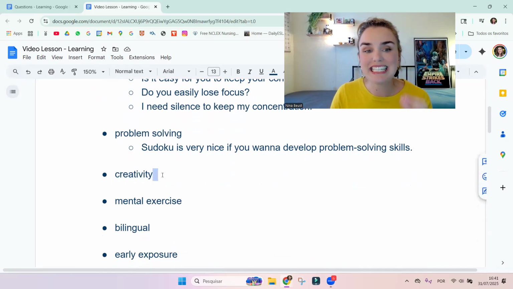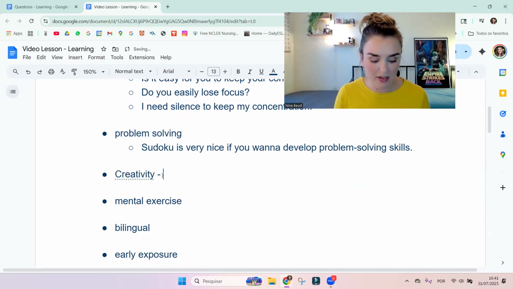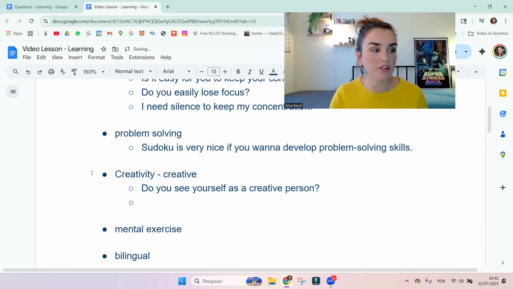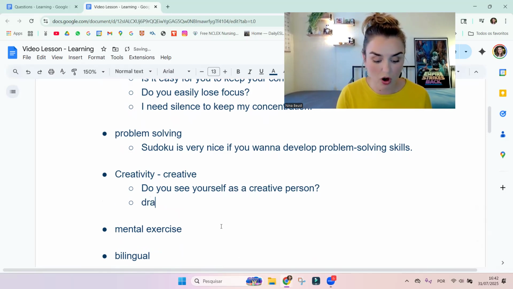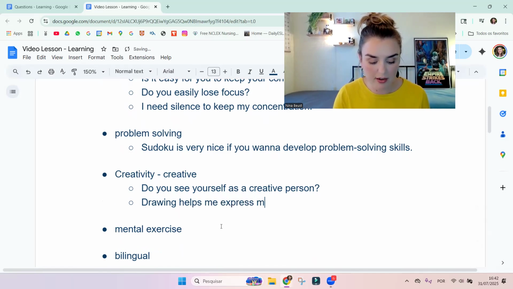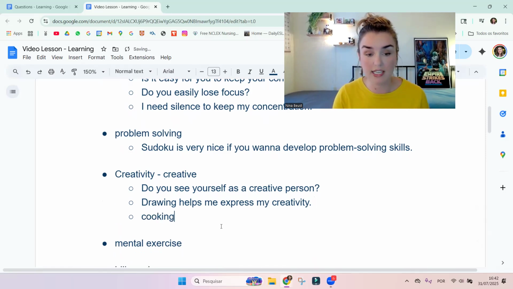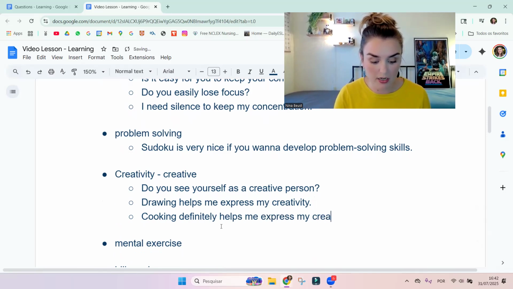What about creativity? Creativity, okay? And you are very creative. So do you see yourself as a creative person? Okay. How do you express creativity? Right? Drawing helps me express my creativity. How can you express your creativity? Cooking, definitely helps me express my creativity. How do you express your creativity? Are you a creative person?